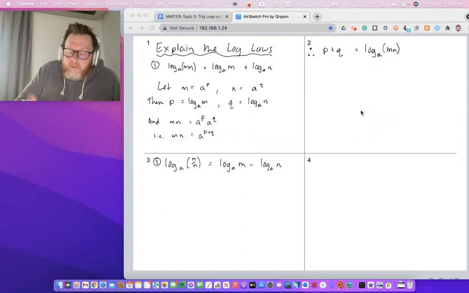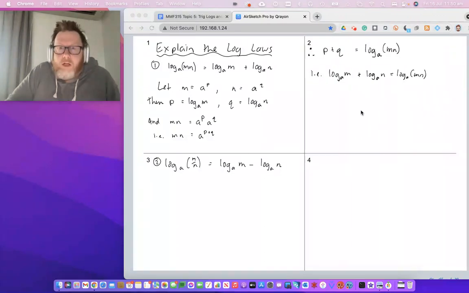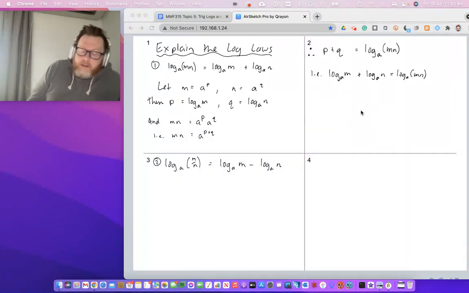So we end up with, instead of p, I write log base a m. Instead of q, I write log base a n, and I have log base a mn. So it's in reverse, I know, left to right, but that's the law, done. And we could use a similar sort of level of logic to work out this as well.